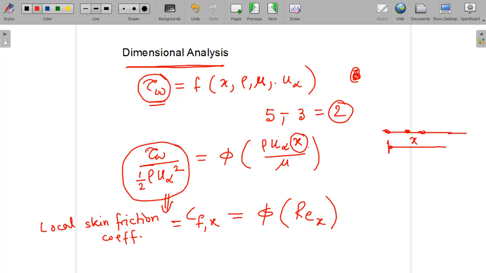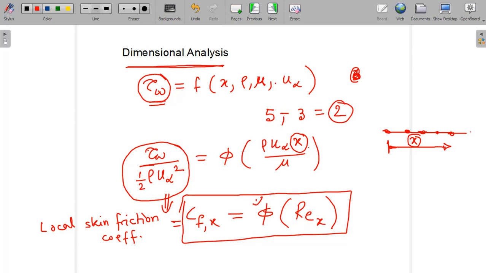Basically from point to point the Reynolds number is changing, because it is defined with respect to the characteristic length, which is taken as the distance from the leading edge. So the local Reynolds number is based on x, where x is the distance from the leading edge. Okay, so this is what we actually have to do now.